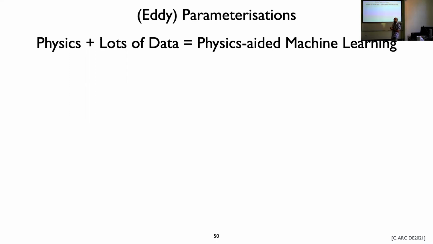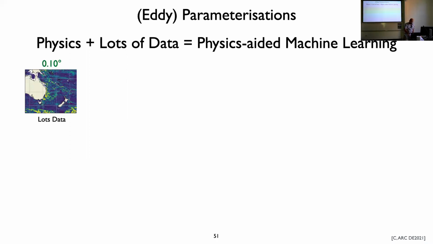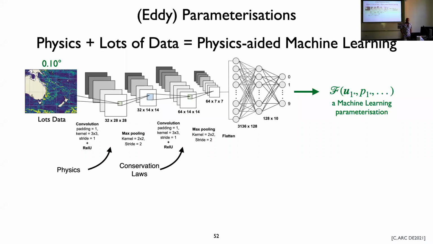Data that come from higher resolution ocean models that include all the physics we're trying to parameterize there, and then develop some physics-aided machine learning parameterization. So the idea is that we will use lots of data from the model that includes the physics we are trying to parameterize, train a neural network, and get a new F that will be even better than before.